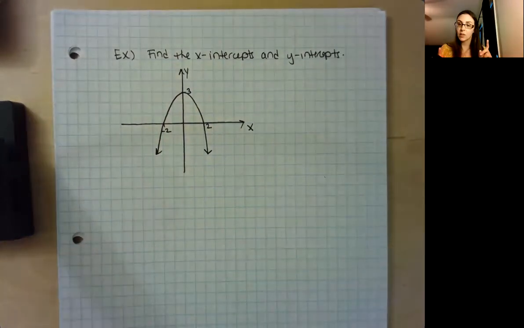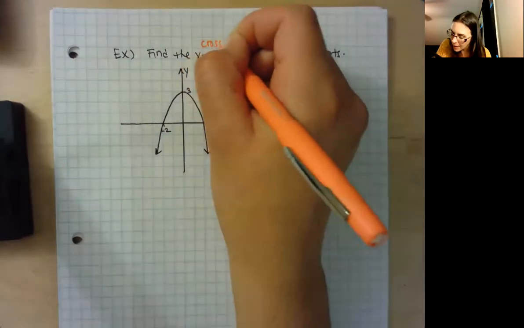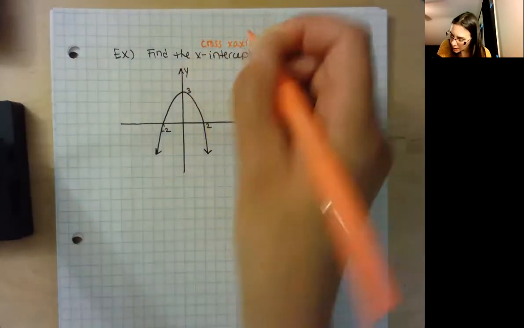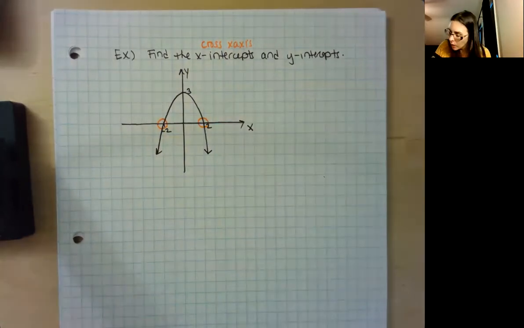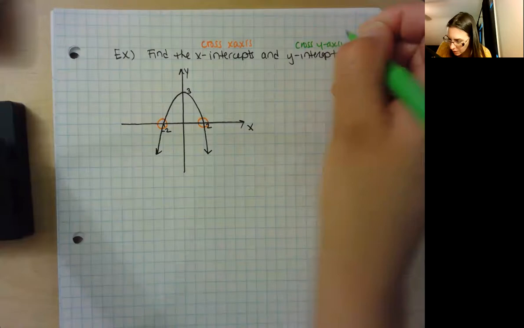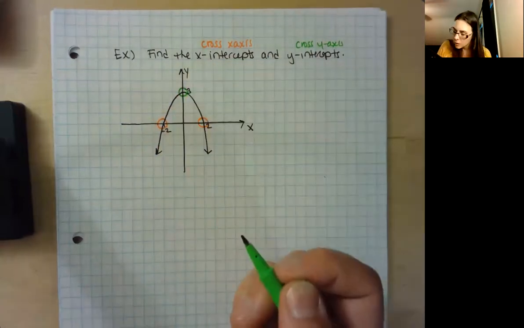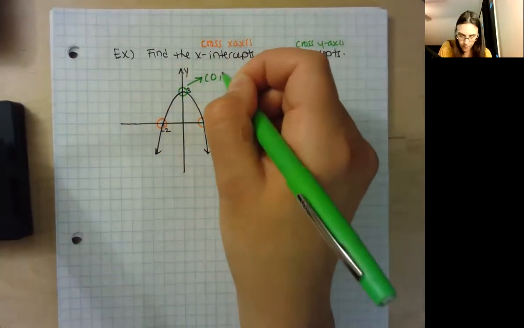but I could still find the X and Y intercepts because the X intercepts is where you cross the x-axis. So I can see that they're here and here. And then the Y-intercept is where you cross the y-axis. So it's here. So this is my Y-intercept. It's going to be 0, 3.